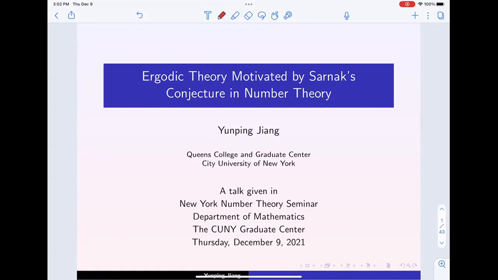Most of the time before, I worked in complex dynamics and dynamical systems, but recently, just the past few years, I got interested in this problem in number theory, and tried to combine ergodic theory and number theory.